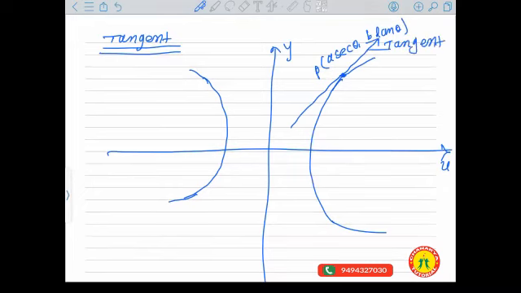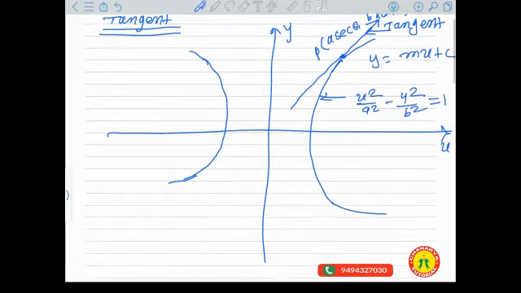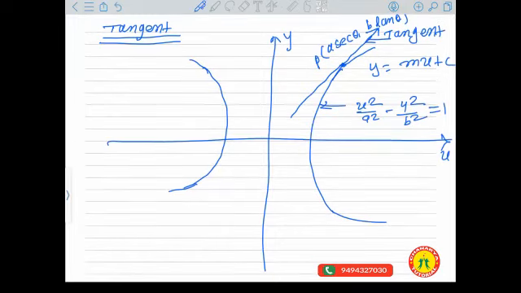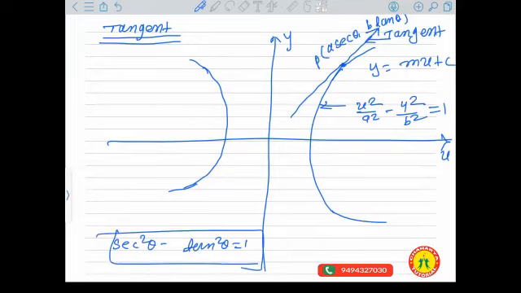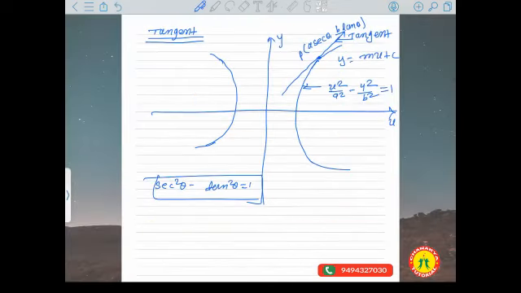This is a tangent line. So now tangent line equation is y equal to mx plus c, and this is a hyperbola equation, x square by a square minus y square by b square equal to 1. So for identity we can say point P will be a sec theta and b tan theta, right? Because we know sec squared theta minus tan squared theta is equal to 1. So for using this identity, we get point in parametric form. Point will be a sec theta and b tan theta. So we need to find the equation of tangent to the hyperbola.